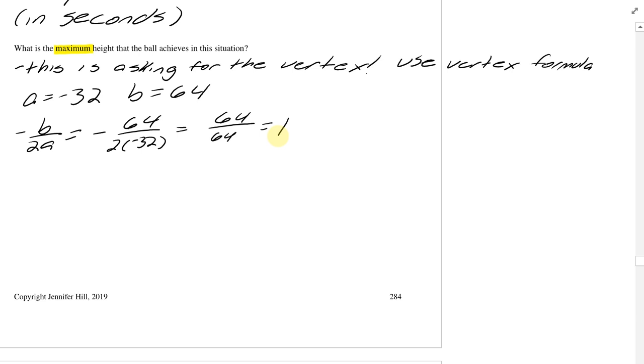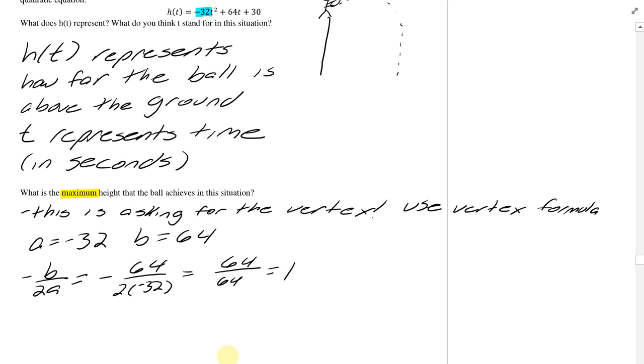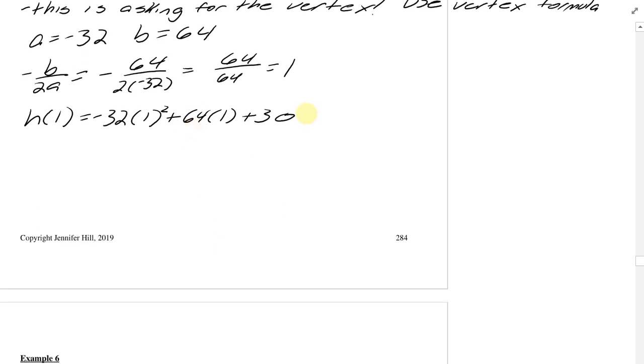Now I have to plug 1 into my function. If I go back to this, I need to find h of 1 in this case. So I'm just going to plug 1 into all of these parts. And so this is -32 plus 64 plus 30. What does that equal? This will ultimately equal 62.